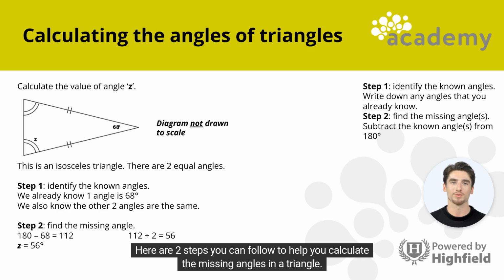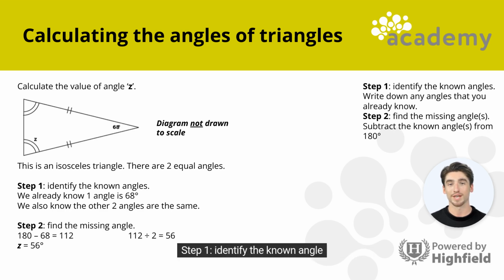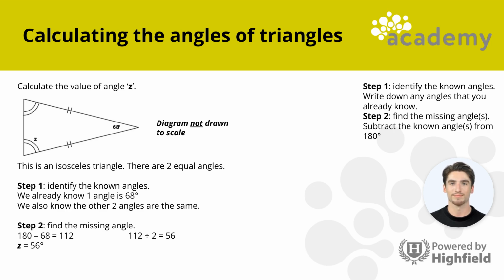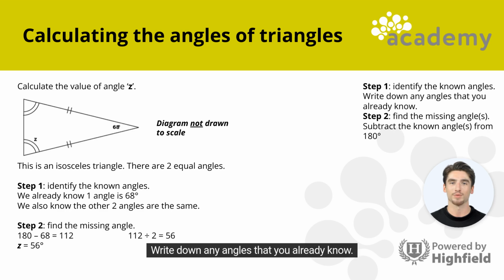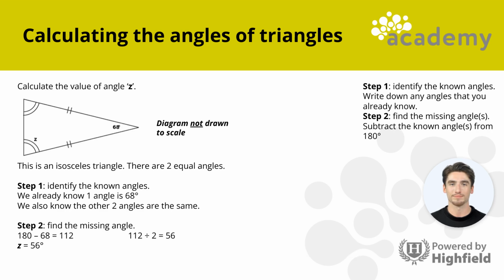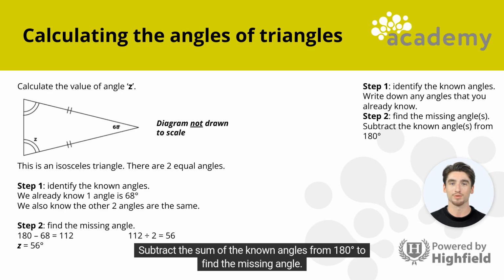Here are 2 steps you can follow to help you calculate the missing angles in a triangle. Step 1. Identify the known angle. Write down any angles that you already know. Step 2. Find the missing angle. Subtract the sum of the known angles from 180 degrees to find the missing angle.